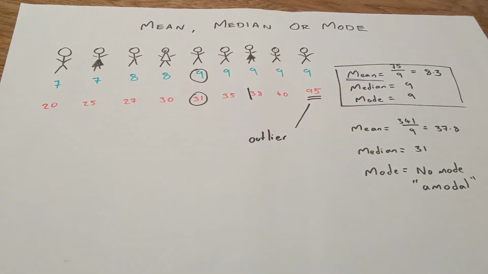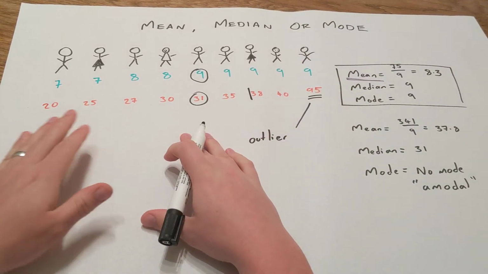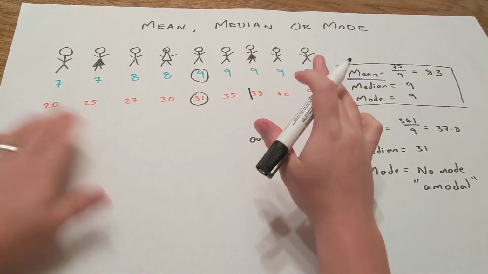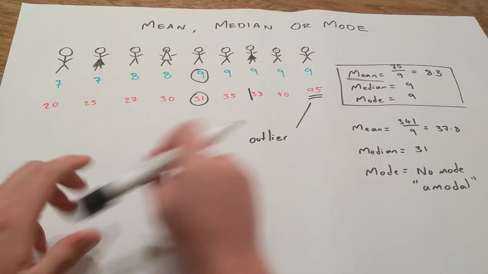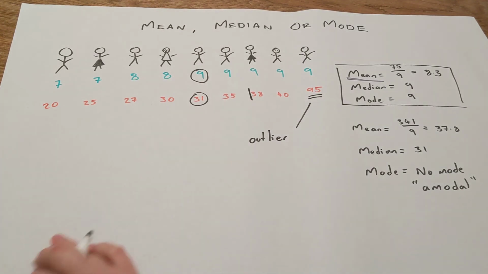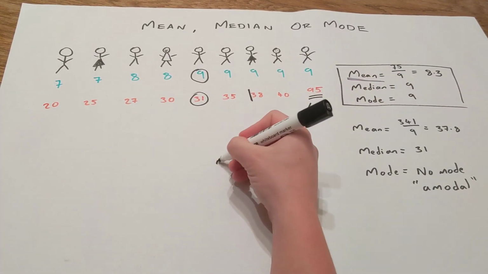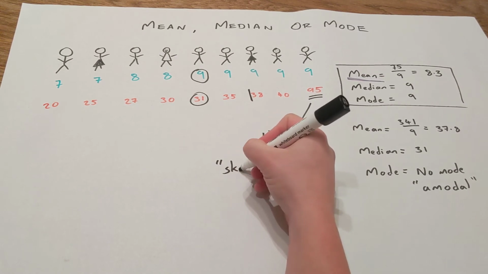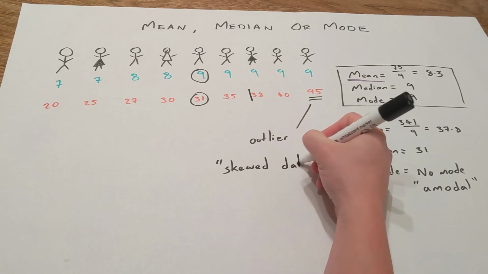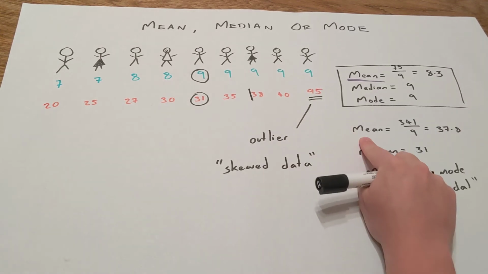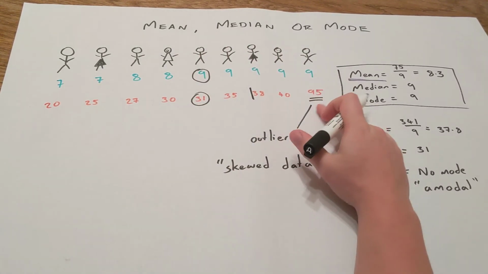And what outliers are, they're numbers that are really extremely away from the data, either really, really high or really, really low compared to the rest of the data. And what an outlier does is it skews your data. So if you have data there with an outlier in, we call that skewed data. And what skewed data means is that when you work out your mean, it's going to sort of be shifted up to one side because of this outlier.